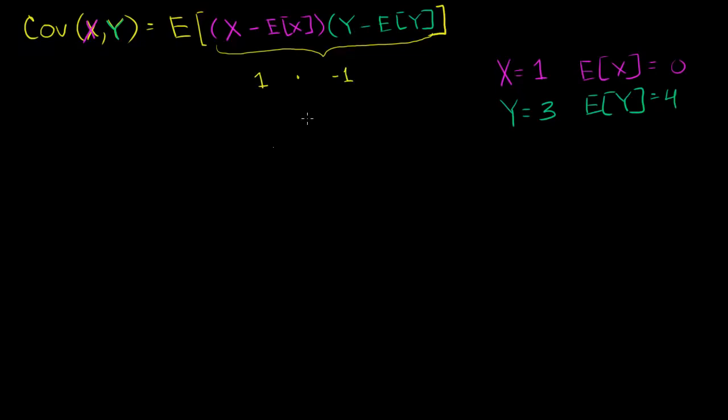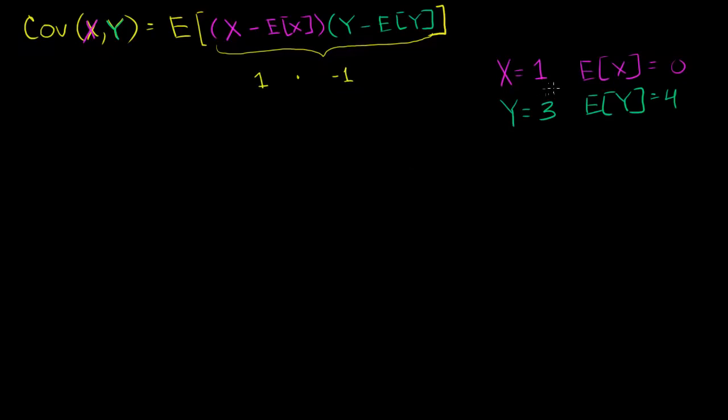And what is that telling us? Well, it's telling us, at least for this sample, this one time that we sampled the random variables x and y, x was above its expected value when y was below its expected value. And if we kept doing this, let's say for the entire population this happened, then it would make sense that they have a negative covariance. When one goes up, the other one goes down. When one goes down, the other one goes up.